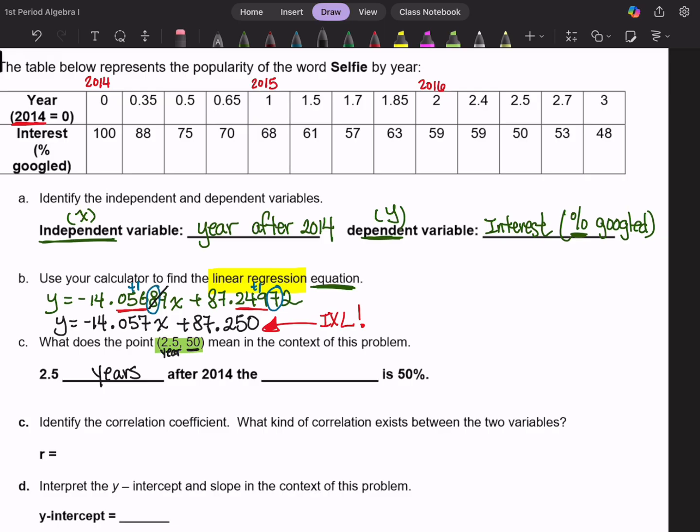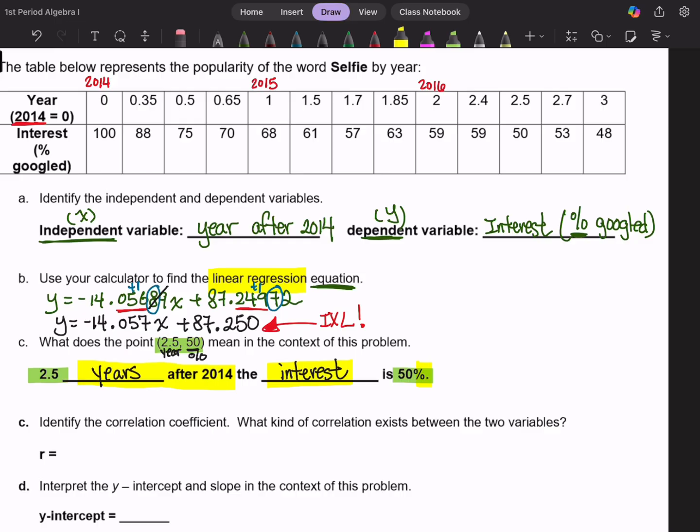What about my 50? What is 50? 50 is your percent. What is the percent talking about? Percent is talking about interest. So that means that I'm saying that the interest is 50%. So what I'm really looking for is the number 2.5, the number 50%, and the unit years after 2014. And we're talking about percent and we're talking about interest. Those are the things I'm looking for: what each number is representing for x and for y.